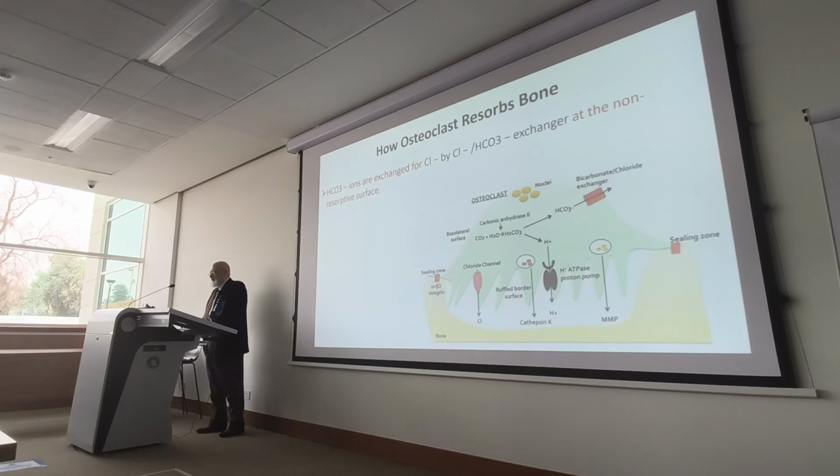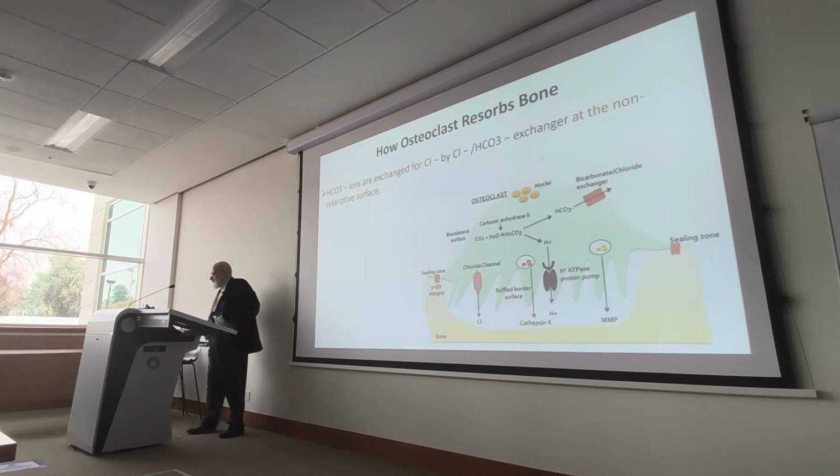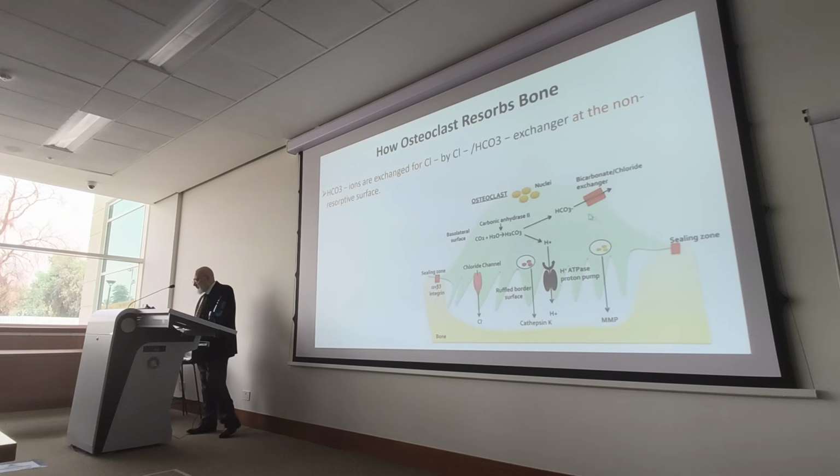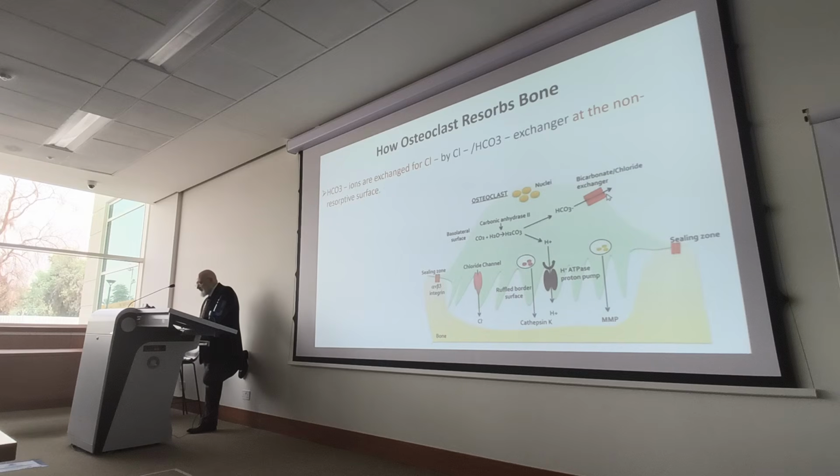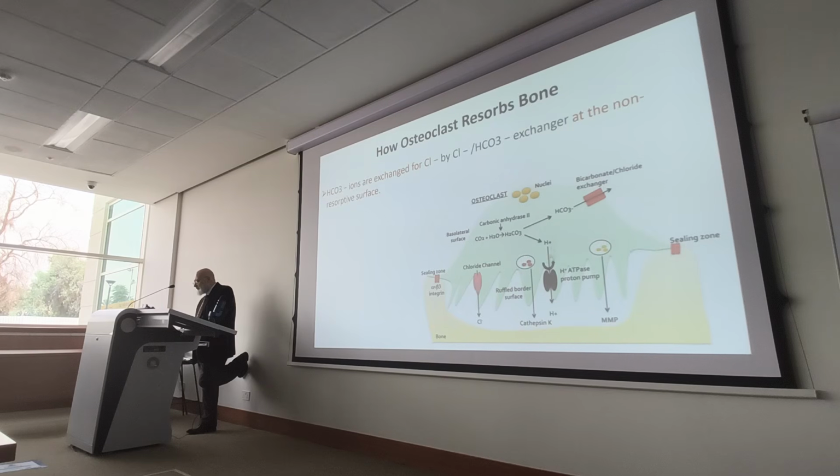So the carbonate ions are exchanged for chloride on the other surface, which is towards the bone marrow, the non-resorptive surface. Because once you start losing all these positively charged ions, you need to have negative inside. So you get this chloride back, and this chloride will also be transported through the chloride channel into the resorption pit. So we have both hydrogen and chloride.